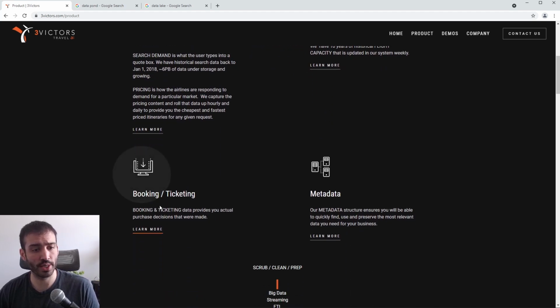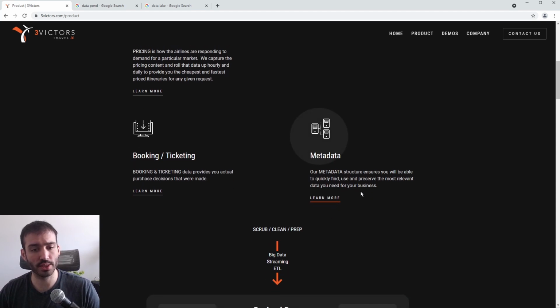They also have booking and ticketing information. So when people actually purchase tickets or make a booking to go from point A to point B. And then they have some metadata. What is this for? Use and preserve the most relevant data that you need. Okay, I don't know what that is, but I guess they have some more data that they append to this information to make it more useful.